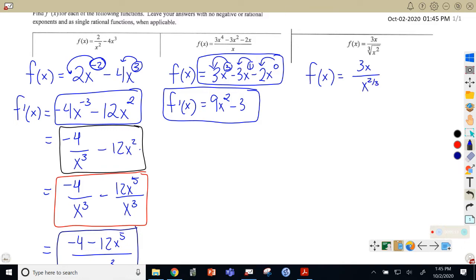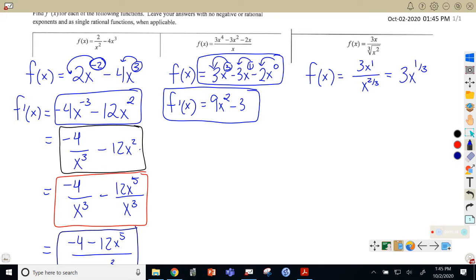And here's where you've got to dust off your brain cells and remember the properties of exponents. When you've got a quotient of two powers, you're going to subtract the two exponents if the bases are the same. So this is a 1. You've got to think to yourself, what's 1 minus 2/3? 1 minus 2/3 is 1/3. So this is 3x to the 1/3.